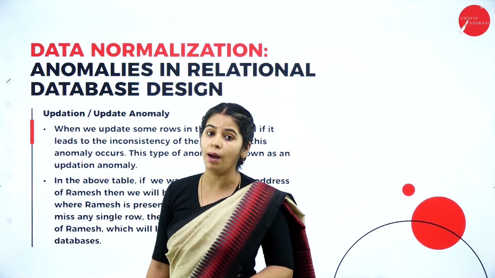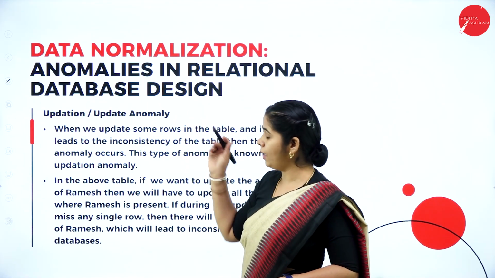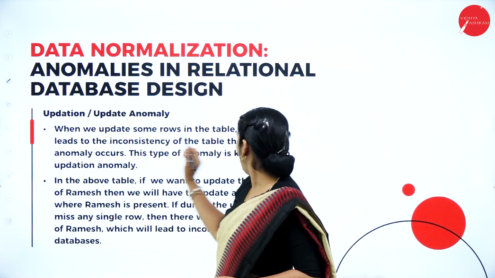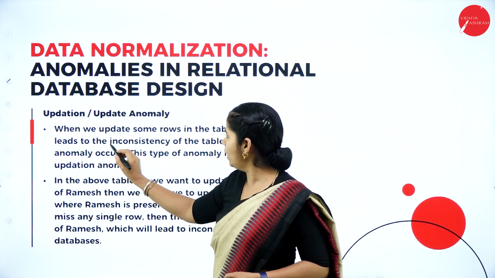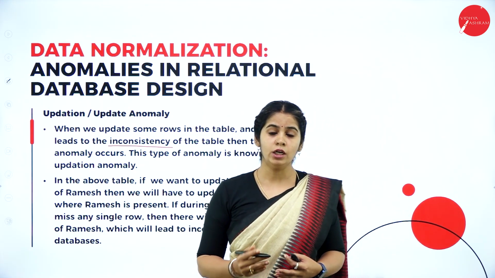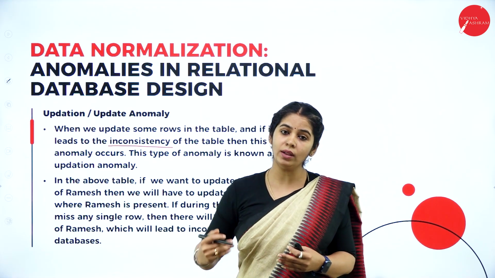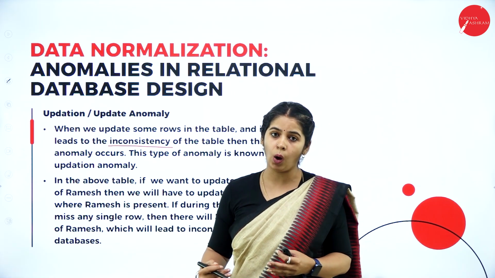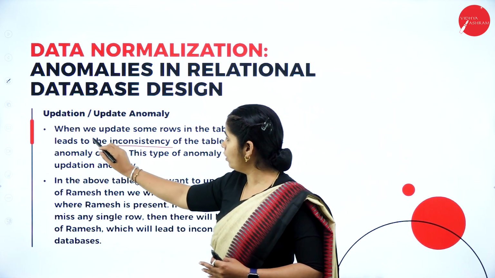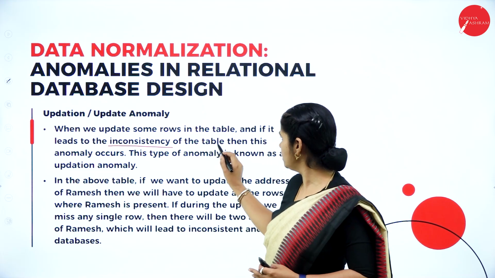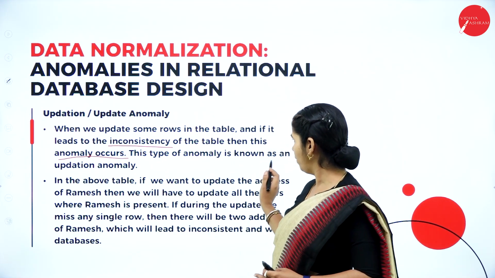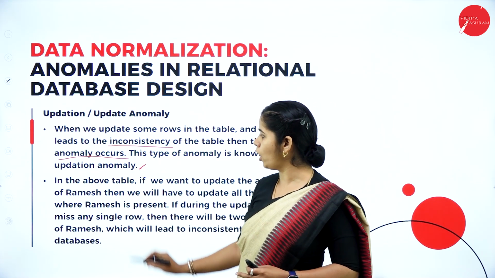Let's move on to the updation anomaly. What do you mean by update anomaly? When we update some rows in the table and it leads to inconsistency. When we are updating, it should be updated in all the rows wherever that particular data is present. Otherwise updation leads to an inconsistency of the table. When this occurs, it is known as updation anomaly.